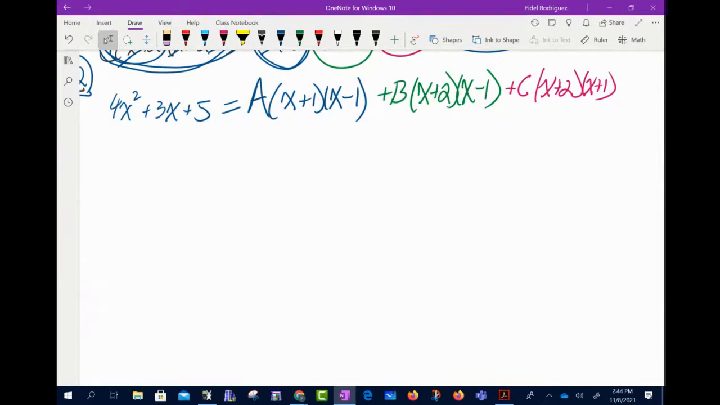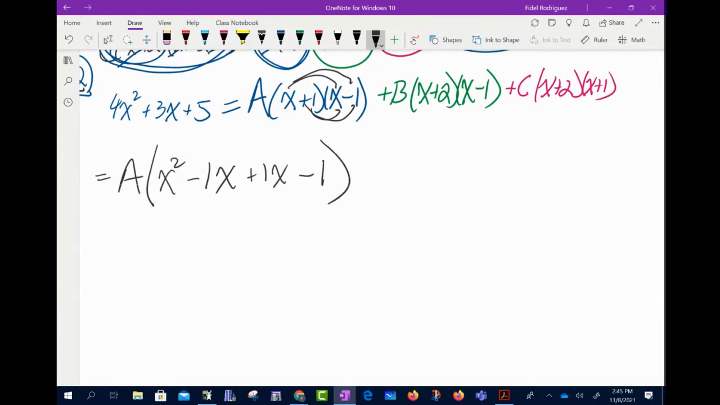All right. So guys, what we're going to do now is a little bit of the FOIL method, okay? I'm not going to worry so much about this piece right here, y'all, because nothing is really happening with it. What I'm going to do is have my A here, and we're just going to go real slow. Remember the FOIL method? The first term. What's x times x? x squared. Good. x times negative 1 is a negative 1x. 1 times x is a positive 1x. And 1 times negative 1 is a negative 1.